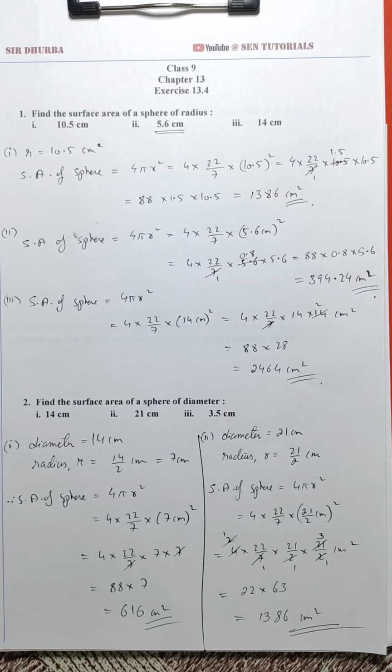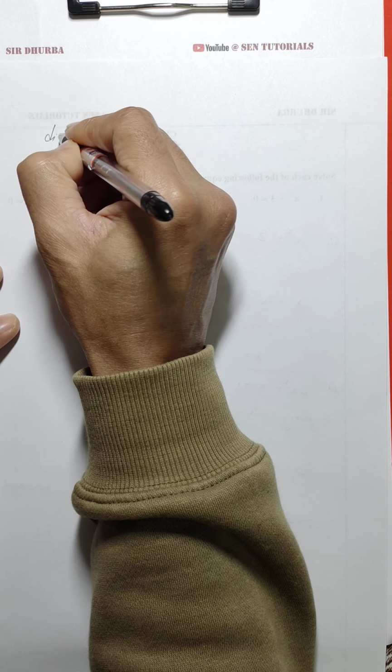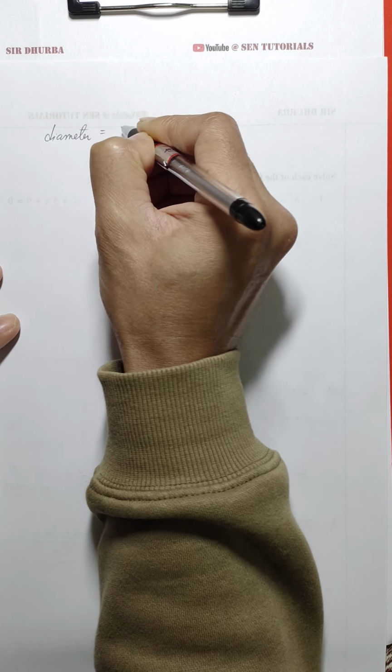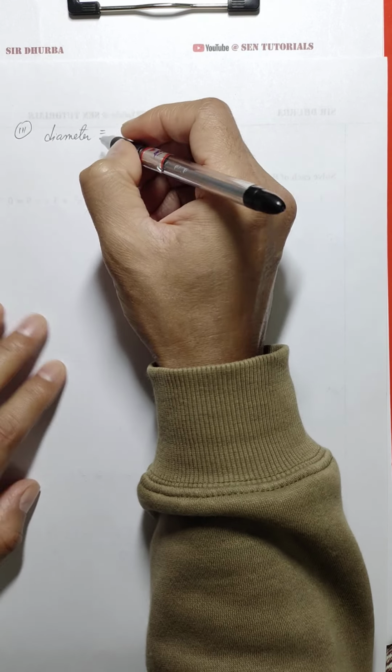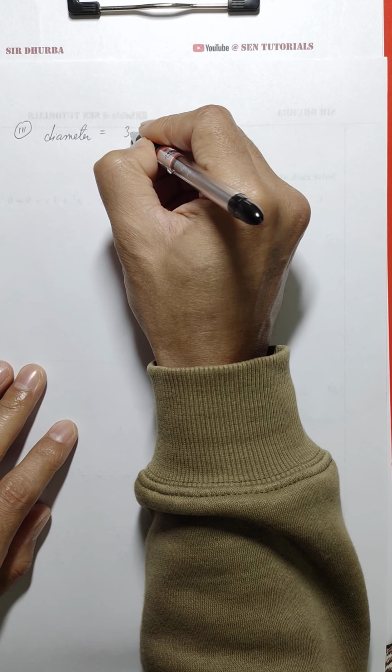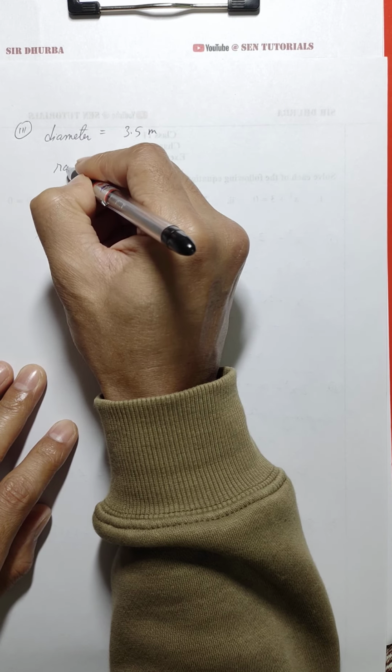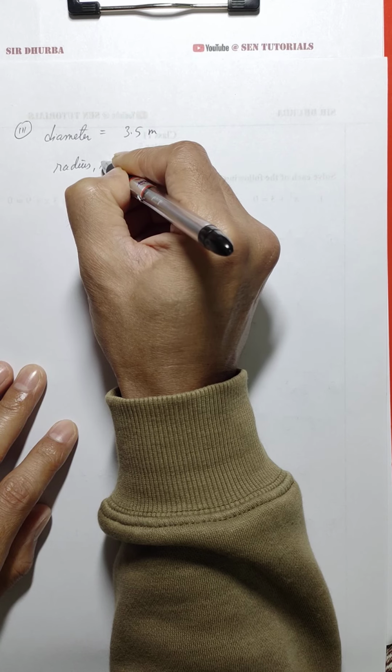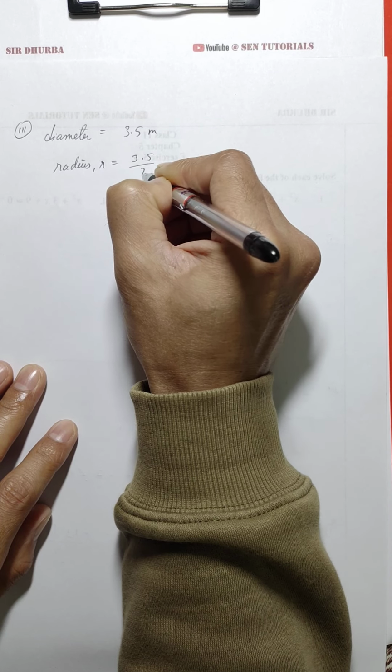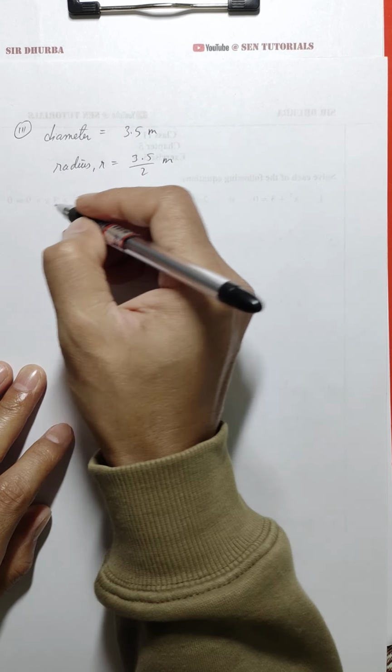Done. Alright, so the third one I'm going to do in the rough paper, saving paper. The diameter given in the third one is 3.5 meters. So the radius r will be 3.5 divided by 2. This time it is meters, no problem.